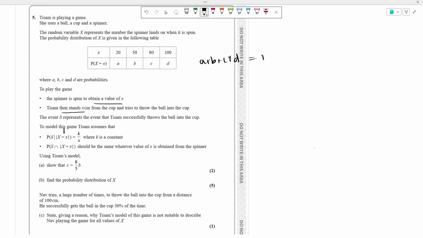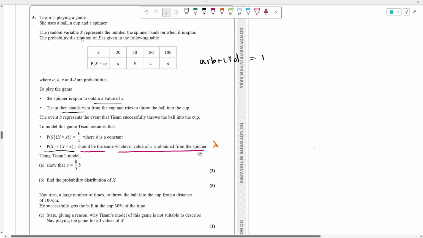Given that she stands away some distance from the cup, when she scores, S, our probability is going to be K over X. We'll use that in a second. And this part here, the probability of S and one of these, should be the same whatever value of X is obtained from the spinner. So I'm going to call this lambda. Essentially, this is a constant. No matter what distance we have, it's just a constant that remains the same throughout every single throw. And let's start with this for this first section.